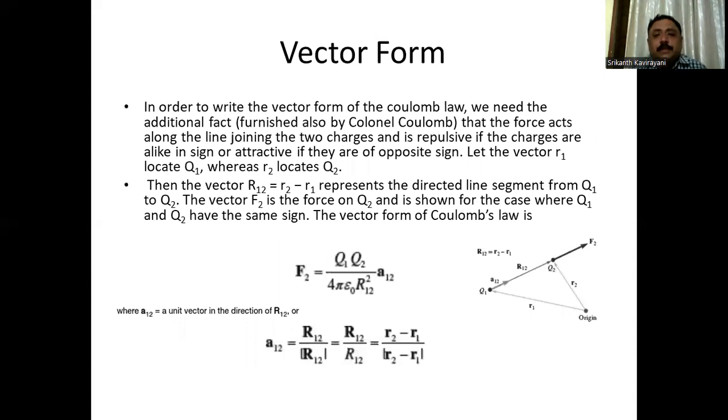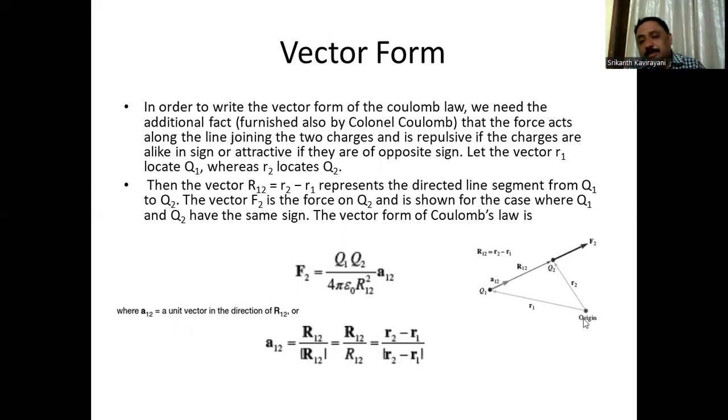The vector form of Coulomb's law is the next important concept that we need to understand. In order to write the vector form of Coulomb's law, we need the additional fact furnished also by Coulomb. The force acts along the line joining the two charges and is repulsive if the charges are alike in sign or attractive if they are of opposite sign. Let the vector R1 locate Q1 and R2 locate Q2.